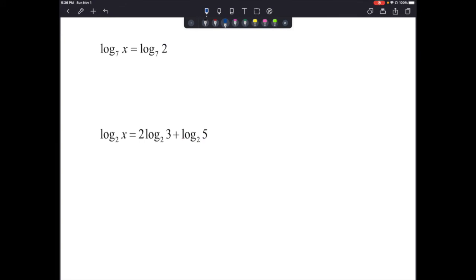Next one, we have log base 7 of x equals log base 7 of 2. Well, this is like when we have an exponential equation that has the same base on each side. Right now we have the same log base on each side. So we have 1 log on each side of the equation. Now, if they have the same base like they do here, then we're just trying to figure out what value of x we need to put here so that this side equals this side. That's pretty easy. We can drop the logs and just say that x equals 2.